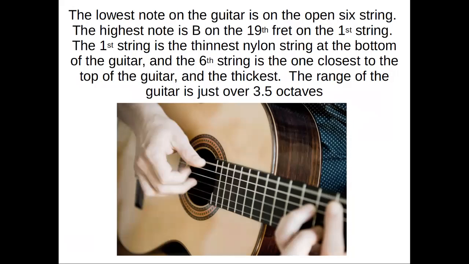The lowest note on the guitar is on the open 6th string. The highest note is B on the 19th fret on the 1st string. The 1st string is the thinnest nylon string at the bottom of the guitar, and the 6th string is the one closest to the top of the guitar and is also the thickest. The range of the guitar is just over 3.5 octaves.